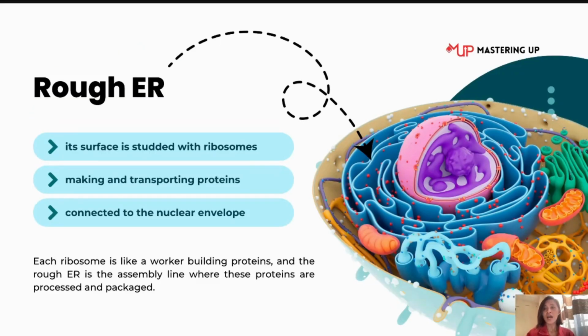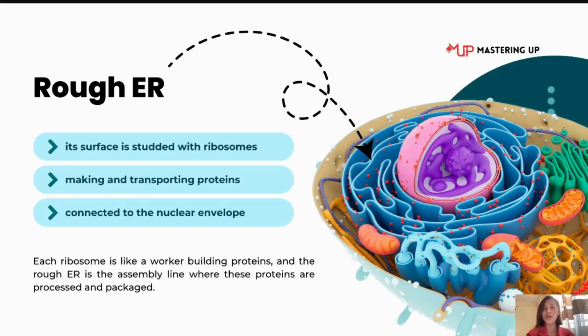Now let's talk about one half of the ER, the rough endoplasmic reticulum, also called RER. You can tell the difference between rough and smooth ER by looking at them under a microscope. The rough ER has ribosomes attached to its surface, which gives it a bumpy or rough texture. These ribosomes are tiny machines that make proteins.